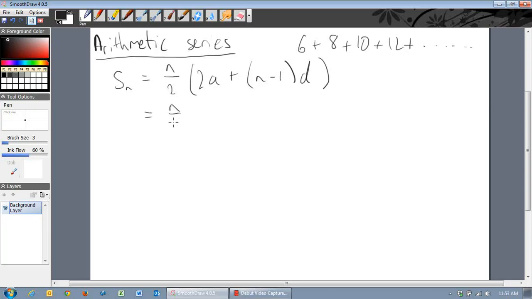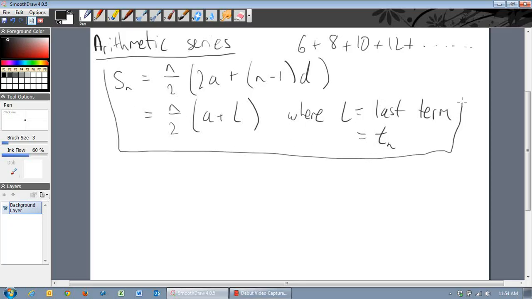Also, it's equal to something that's much simpler, but most of the time is not very helpful: n over 2 times a plus L, where L is the last term, which is t n. Okay, that's your last term. So there are your two formulae. Getting better at this. Good. There are your two formulas to be able to figure out the sum of a series.